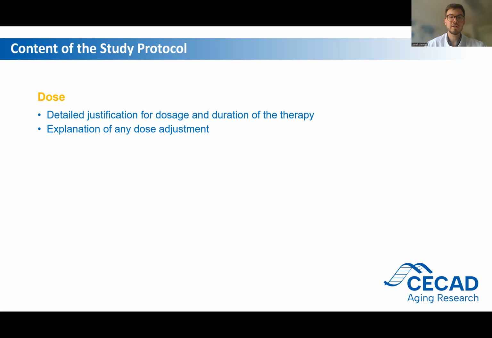We are now going into details on the dose of the IMP. The protocol should provide detailed justification for the dosage and the duration of the therapy, and adjustments of the dose during the trial must be explained in detail. For better understanding, the visit plan should be presented as a graphical flowchart in addition to this description in text form. And this is also a part of the study protocol, which is very central for investigators to refer to, to gain overview on the type of visits and the conduct of the clinical trial.